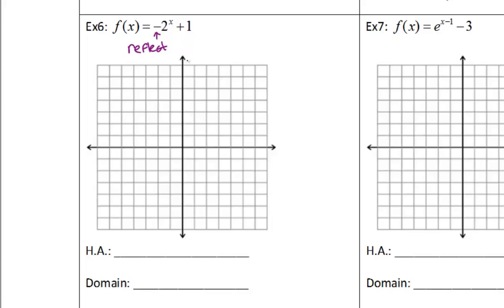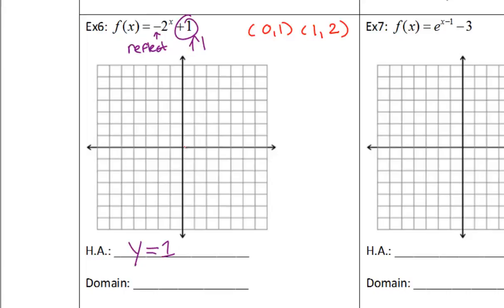I don't have a horizontal shift, but I have a vertical shift that tells me to go up 1. Because I have a vertical shift, I know that my horizontal asymptote changes to y equals 1. The 2 points that should be on here are (0, 1) and the point (1, 2), because my base is 2. Well, I need to transform them.